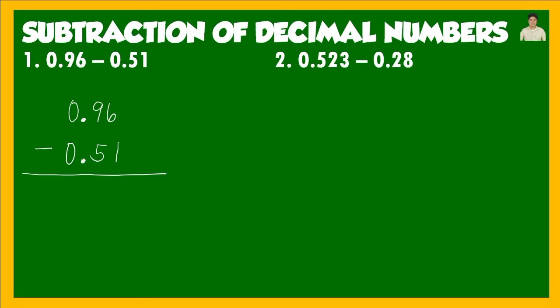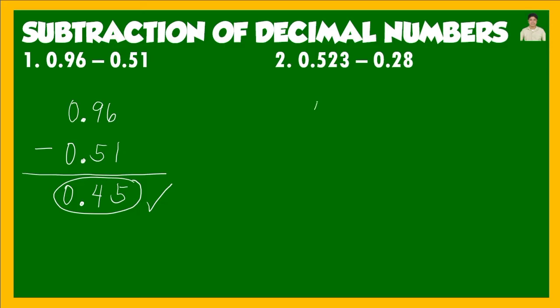So, subtract tayo ngayon. Mag-start tayo syempre dito sa pinakadulo. 6 minus 1, the answer is 5. Hindi tayo nag-regroup dyan. 9 minus 5, the answer is 4. And then 0 minus 0, we have 0. And then, align natin yung decimal point. So, 0.96 minus 0.51, the answer is 0.45 or 45 hundredths. As you can see, hindi tayo nag-regroup.